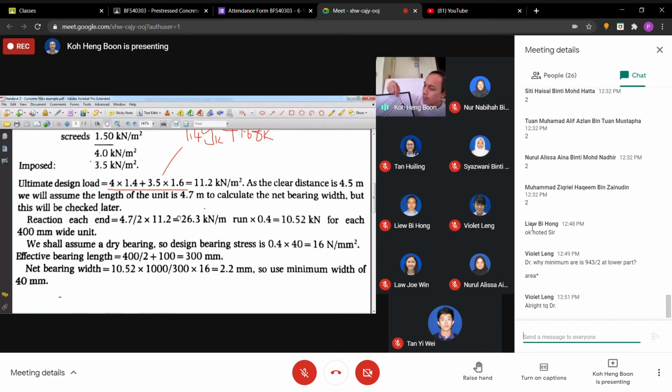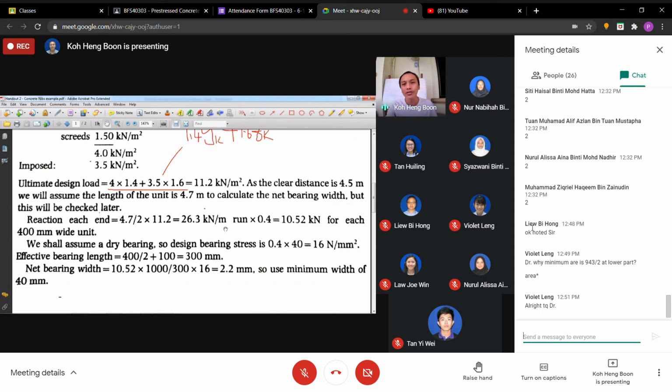So it's 4.7 divided by 2 multiplied by the load, and we also want to get the V. Just now, the width of the hollow core is what? 400 mm. Is it 400 mm wide? From here, multiplied by 0.4. So we get the V is 10.52 kilonewton for each 400 mm, just for each 400 mm.